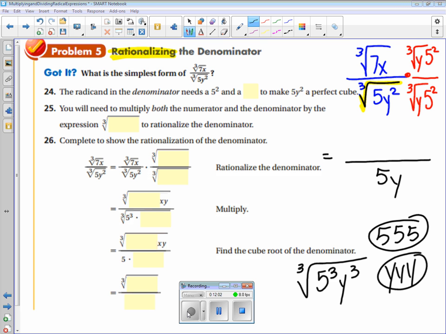So now I brought out a total of 3, a total of 3. I brought 1 5 out, 1 y out. There's no more radical. I'm done. Okay? Let me go on to the top, and then we'll come back.